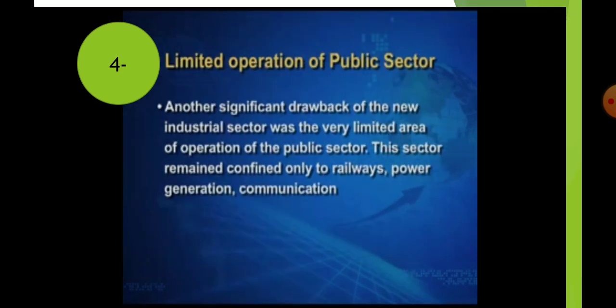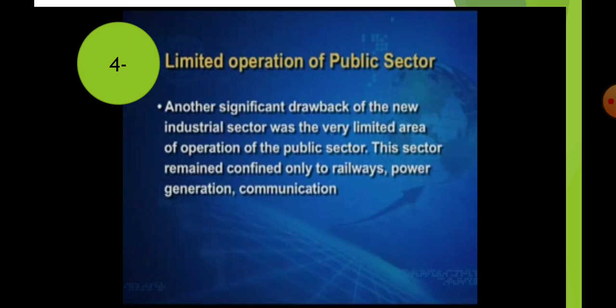Now, limited operation of the public sector. Another significant drawback of the new industrial sector was the very limited area of operation of the public sector. This sector remained confined only to railway, power generation and communication. So here it is given that India was a very backward, very stagnated country at that time. The condition of India's industrial sector was very bad. But the public sector, meaning the government sector, was not working for the good of the country.